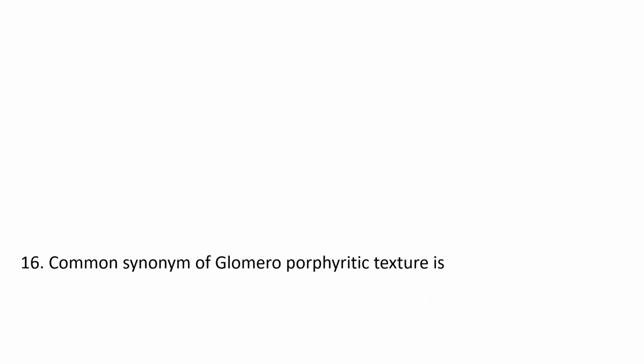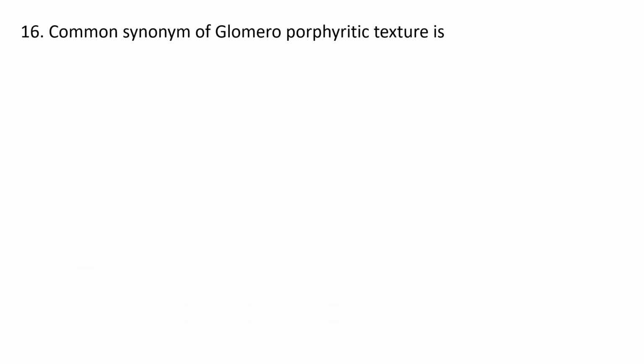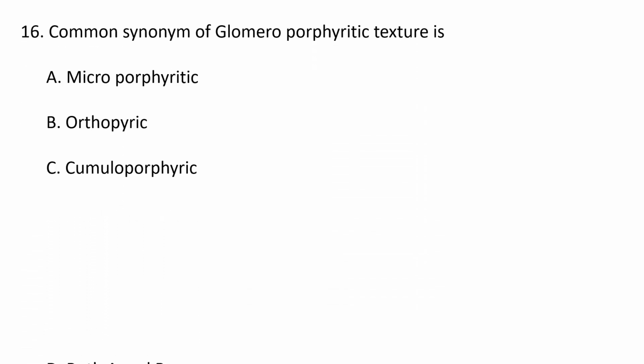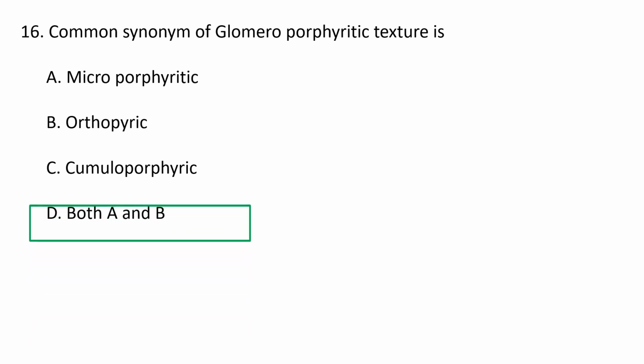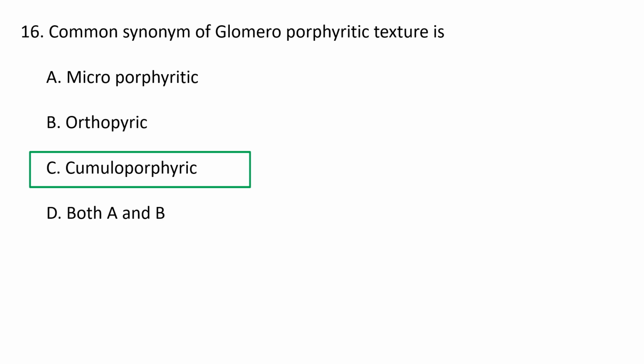Next question. A common synonym of glomeroporphyritic texture is: A. Microporphyritic, B. Orthoporphyritic, C. Cumuloporphyritic, D. Both A and B. So the common synonym of glomeroporphyritic texture is cumuloporphyritic. This is a porphyritic igneous rock in which the phenocrysts, not necessarily of the same mineral, are clustered in irregular groups, and a rock exhibiting such texture is known as cumuloporphyritic.